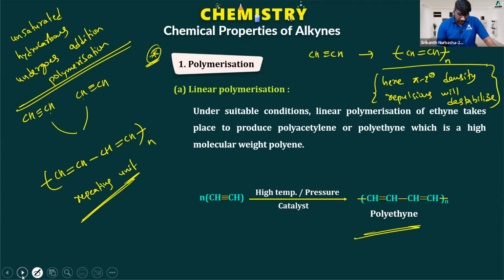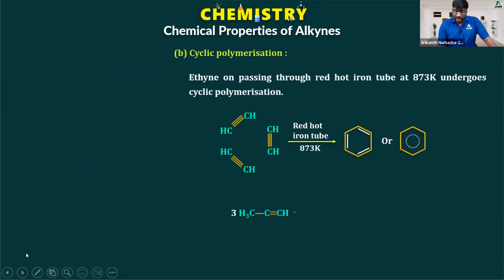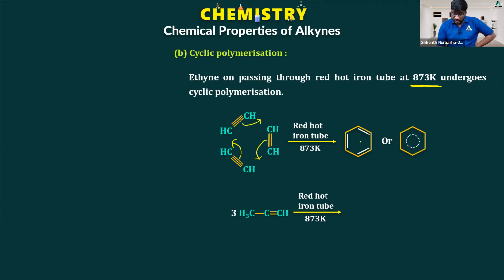And the last type of polymerization of alkyne is cyclic polymerization. Ethine on passing through red hot iron tube at 873 Kelvin, you have to remember these conditions. Red hot iron tube or copper tube at 873 Kelvin undergoes cyclic polymerization to form benzene. So benzene is nothing but an aromatic hydrocarbon. So CH triple bond CH, these bonds are going to be moved in this fashion to form the respective benzene.